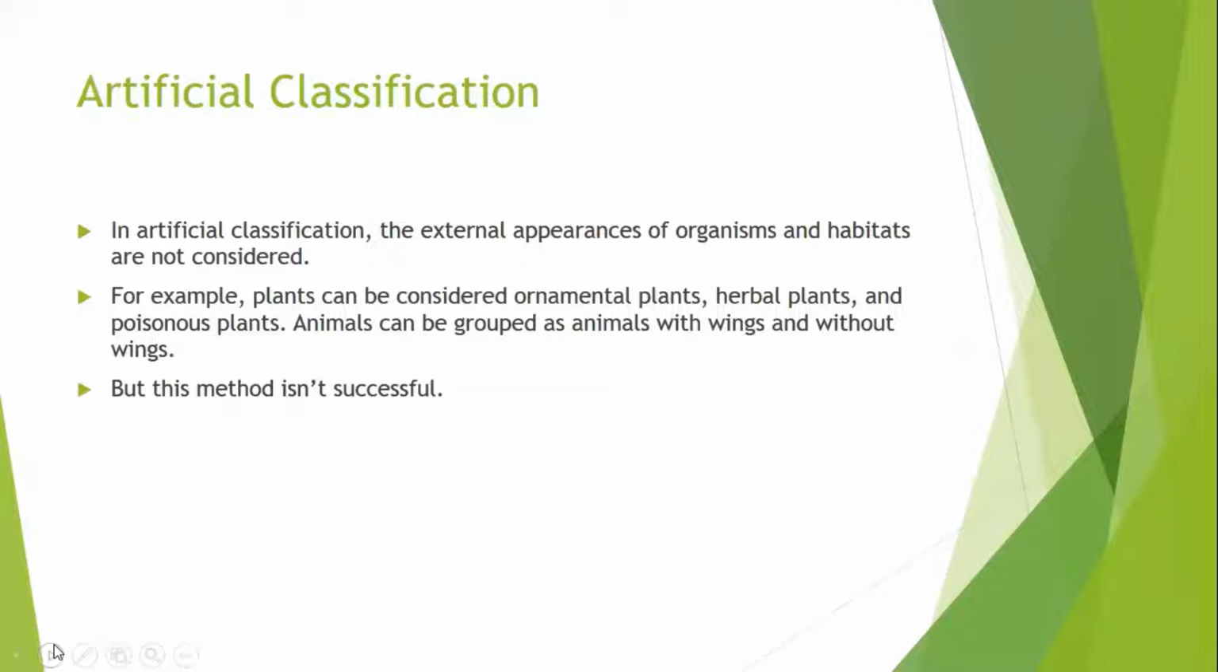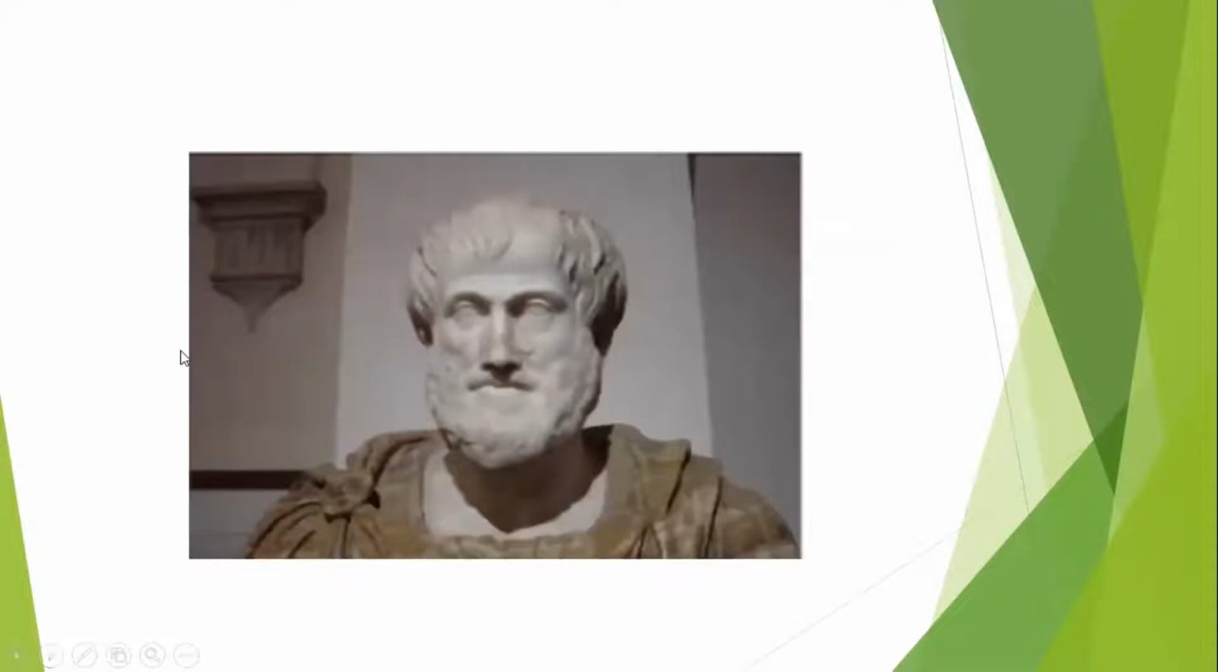So what is artificial classification? In artificial classification, the external appearances of organisms and habitats are not considered. For example, plants can be considered ornamental plants, herbal plants, and poisonous plants. Animals can be grouped as animals with wings and without wings, but this method isn't that accurate and not much successful. This is the great Aristotle who introduced that method.